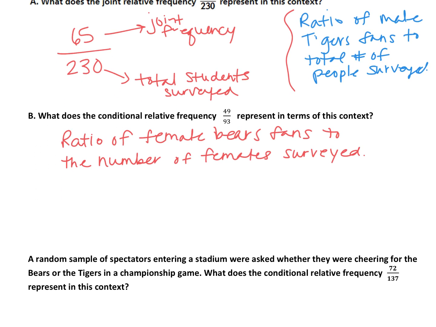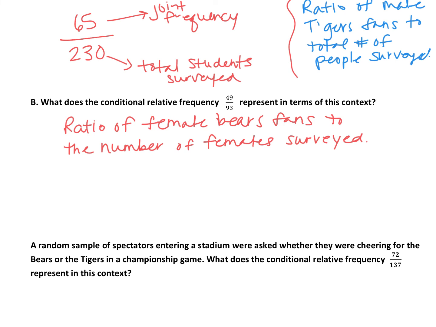All right, and then our last question. So it's the same thing. Random sample of spectators entering a stadium were asked whether they were cheering for the Bears or the Tigers in a championship game. What does the conditional, so remember, as soon as we see the word conditional, we're no longer dividing by a total. We're looking at a subgroup. What is the conditional relative frequency? And relative means we're going to look at a percentage of that, how it relates to the whole or to the whole subgroup. What does that represent in this context?